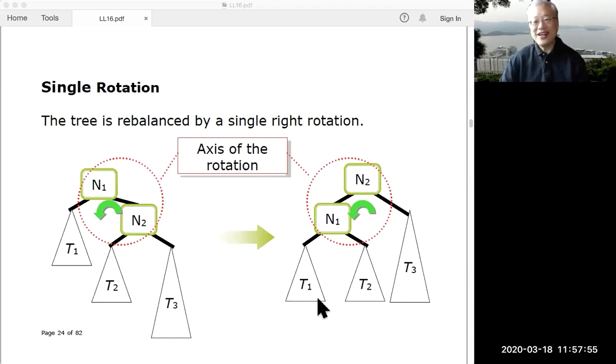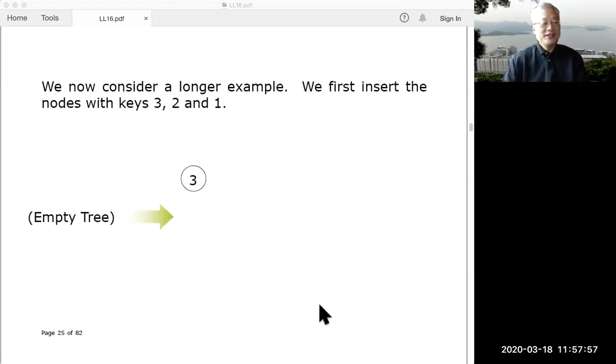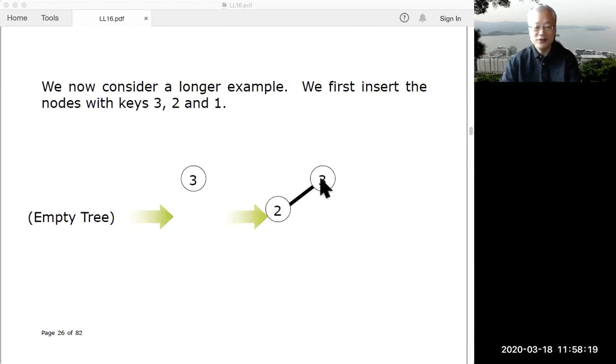So let's do some exercises. Suppose we consider a longer example. If we now insert 3 nodes, 3, 2, 1, in this particular order. Initially we have an empty tree. We insert 3, so we get 3 only. And then we insert 2, you know that 2 should be inserted here, right? So we get 2 here. And then we insert 1, and we have started to get problems. This tree is not balanced, right? So we need to do rotation.